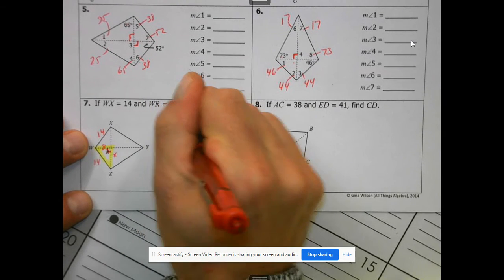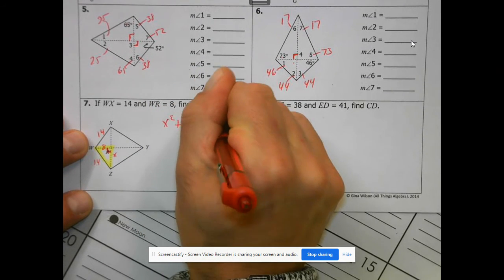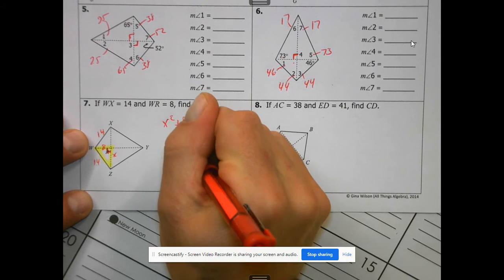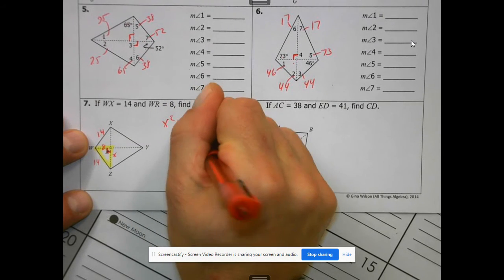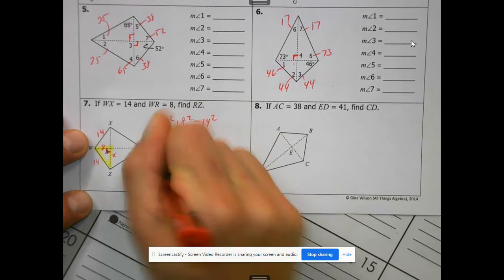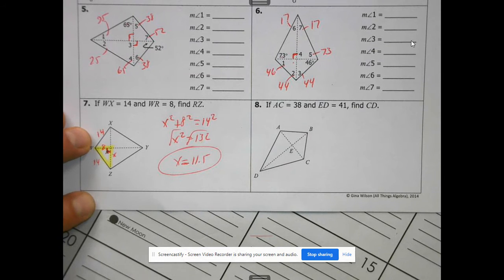X squared plus 8 squared is 14 squared. 14 squared minus 8 squared comes out to be 132. Square root that, 11.5. There's your answer.